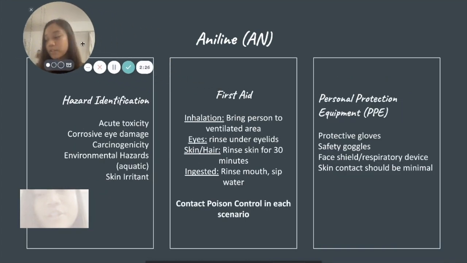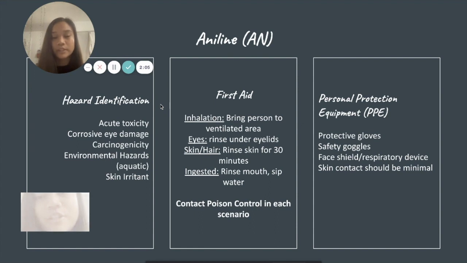According to Fisher Science Education, AN's hazard identifications are acute toxicity, corrosive eye damage, carcinogenicity, environmental hazards, specifically aquatic, and it is a skin irritant. If you are exposed to the material, it's the same thing as for all the other ones, except this one is more severe, so you do want to take extra measures.